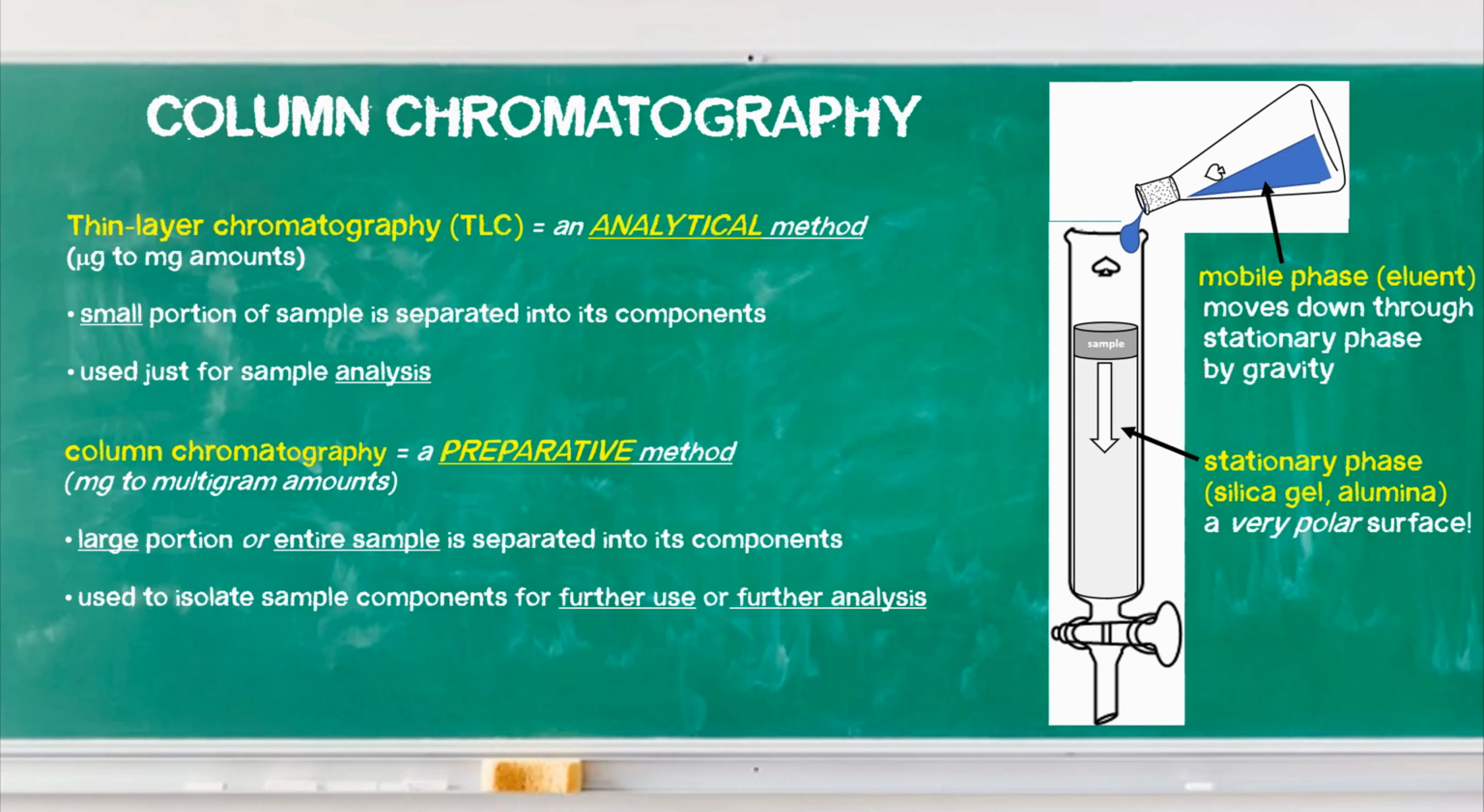Those components least attracted to the stationary phase will spend more time in the mobile phase, and therefore will move down the column fastest, while those components most attracted to the stationary phase will spend less time in the mobile phase and will move down the column at a slower rate.